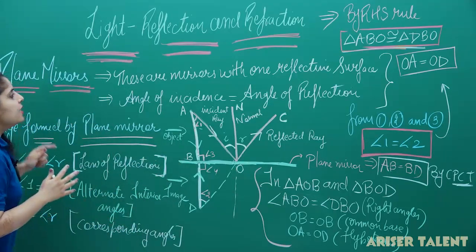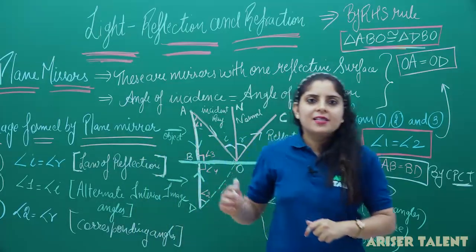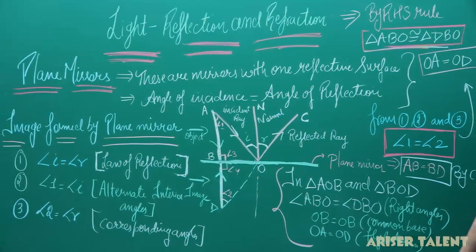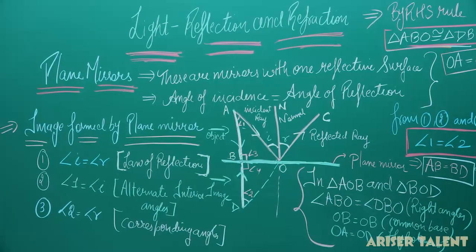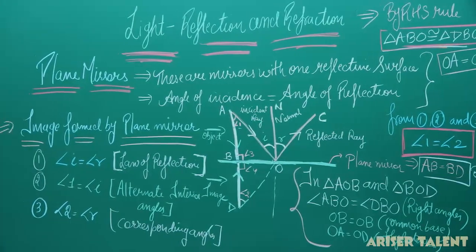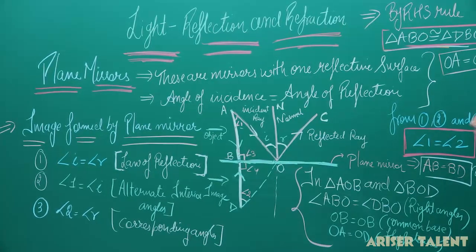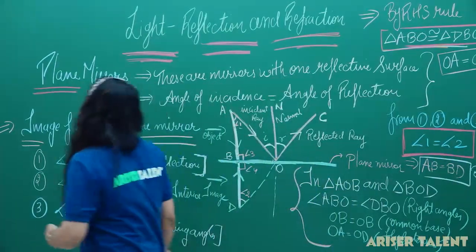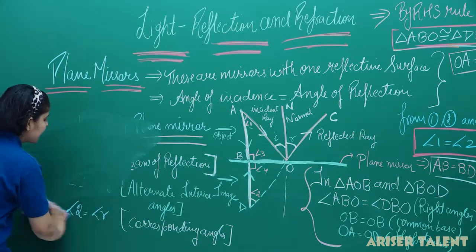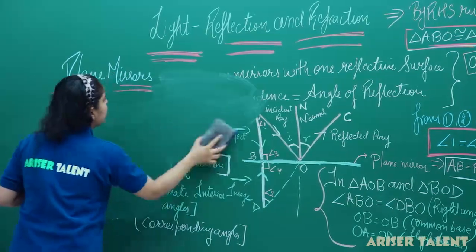So just follow this diagram and just copy this part. So this derivation has been cleared to you. So just copy this part from here. Now this is about the derivation regarding the plane mirror. Now we are going to discuss the important characteristics or the properties of the plane mirror.